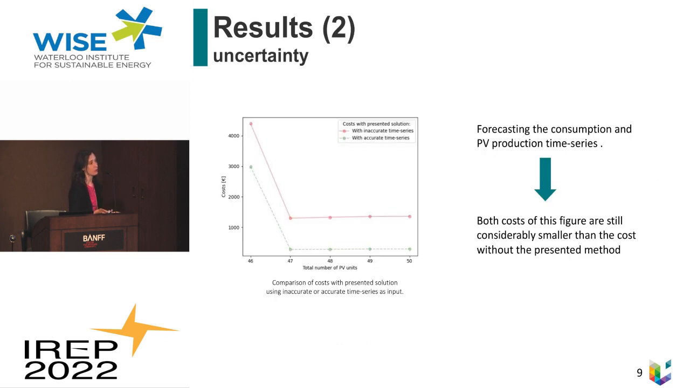So next, we wanted to see how uncertainty plays with our tool. For the first one here, we did use real data. We used the real time series for the PV and the load, and here we decided to add errors in the time series. And you can still see that the costs are much lower than the one without our solution. So we can see that both figures are smaller and they follow the same path. So this is not optimal, but it's still better than what we are doing with less investment.